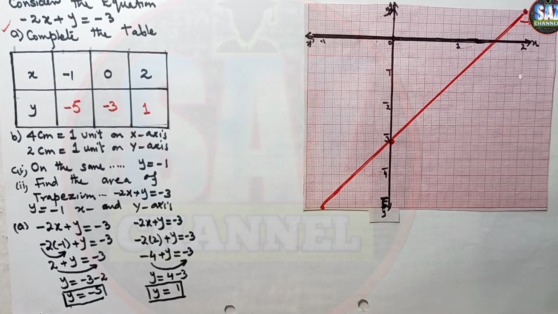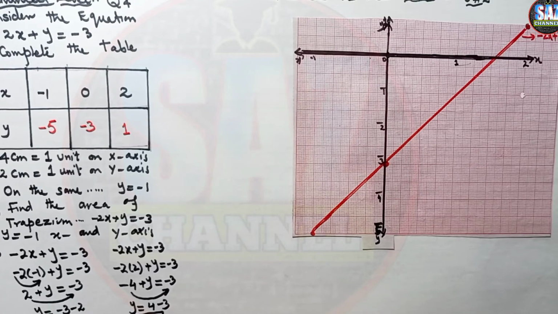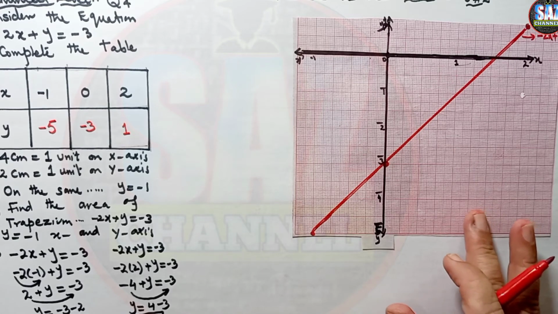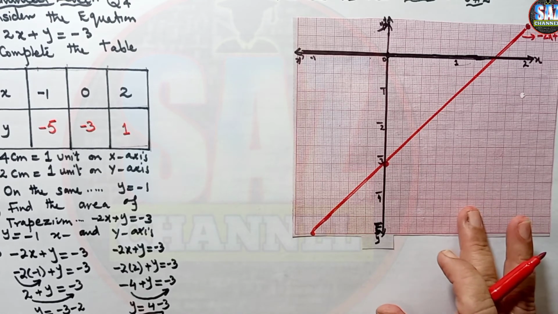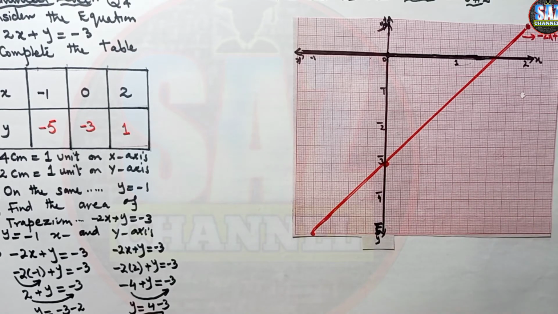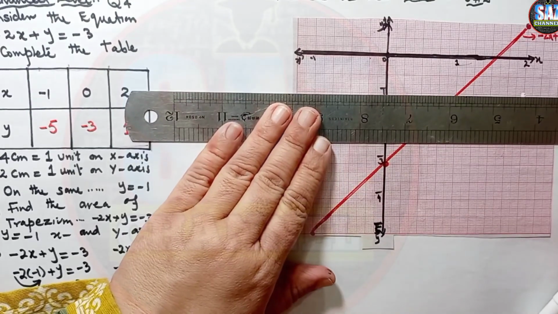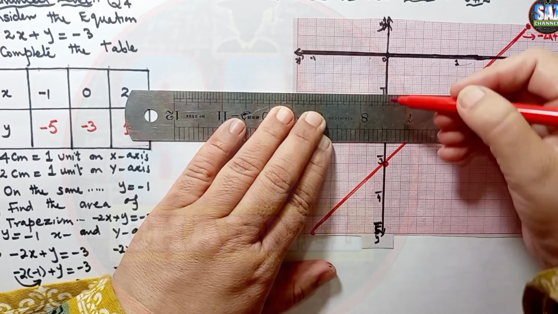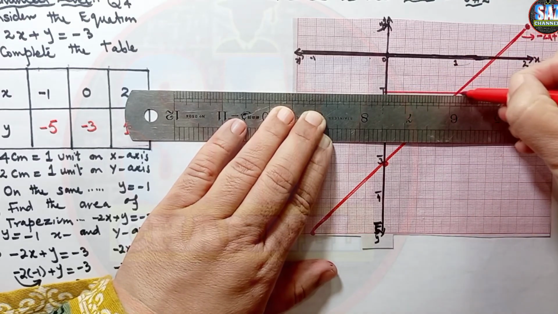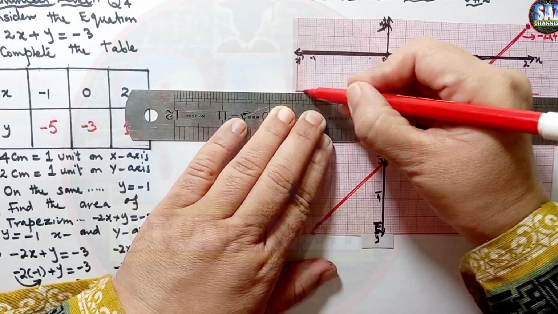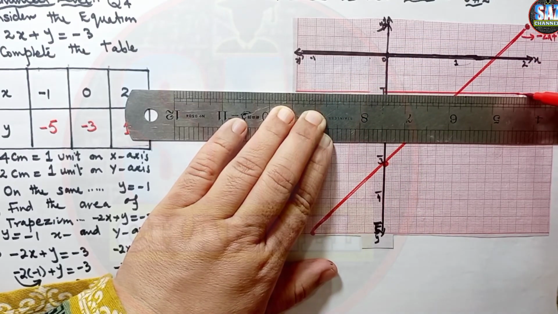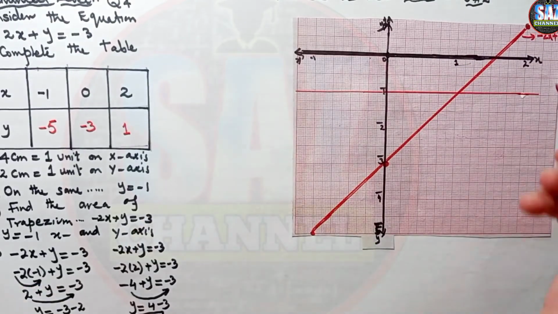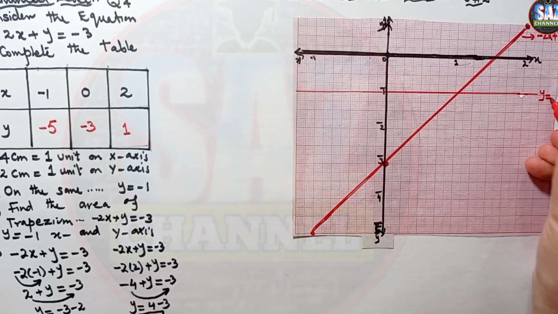The next part says, on the same axis in the B part that we have already drawn, we have to draw the line y equals -1. Recall that y is equal to -1. This is the place where I have the y value -1. So I have to draw the line y equals -1 carefully, and I have to label this line as well. y is equal to -1. This is the horizontal line, y is equal to -1, and label the line.